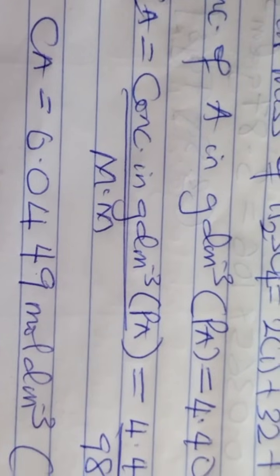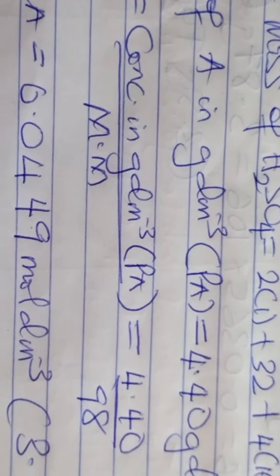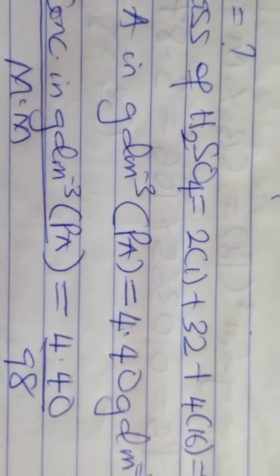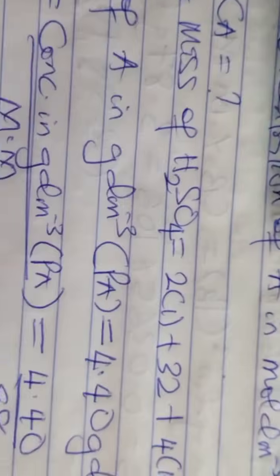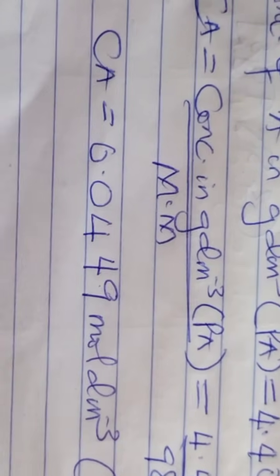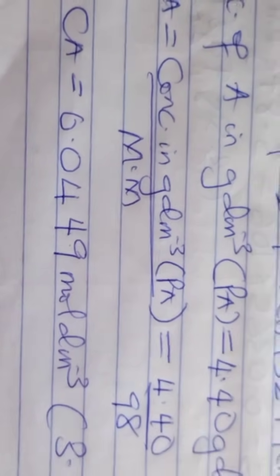So you have CA. So this CA answer is the same for everybody. CA is not calculated from the table. It's not obtained from the titration table. It's obtained from the information given to you in the question paper. So the value of CA should be uniform for every candidate writing this examination. No difference.